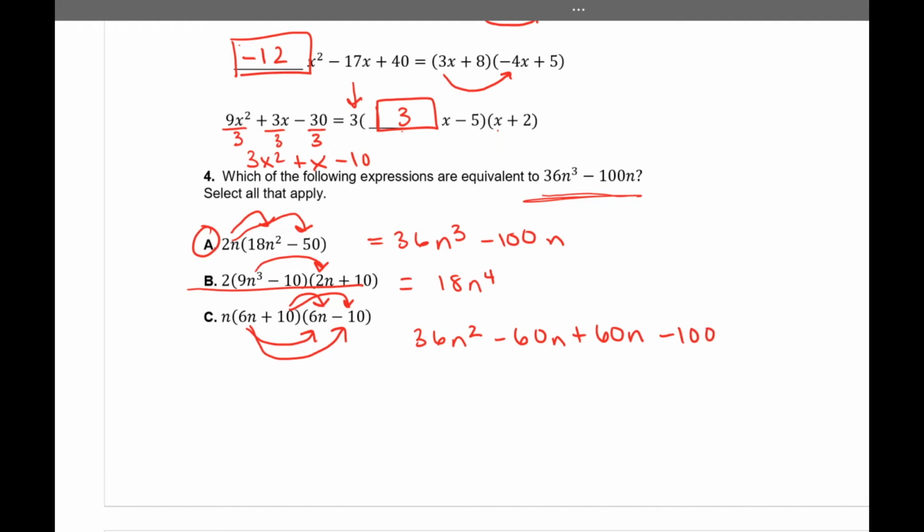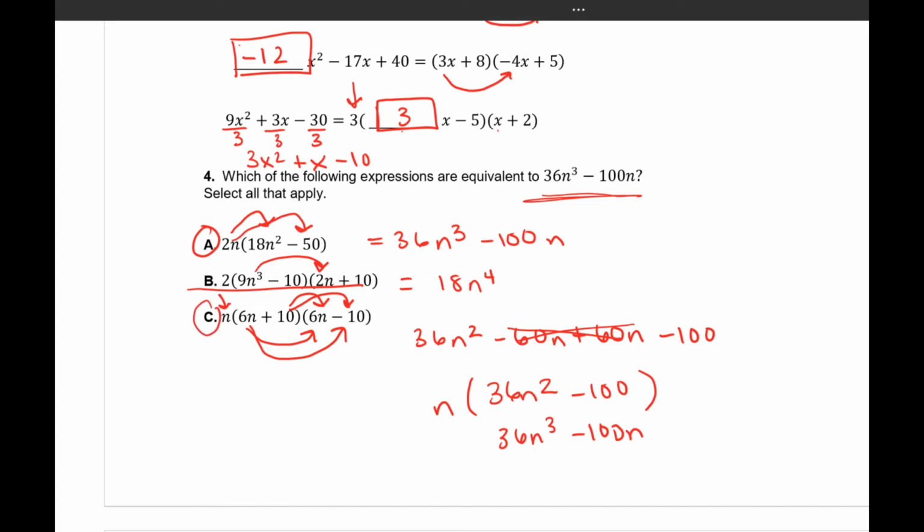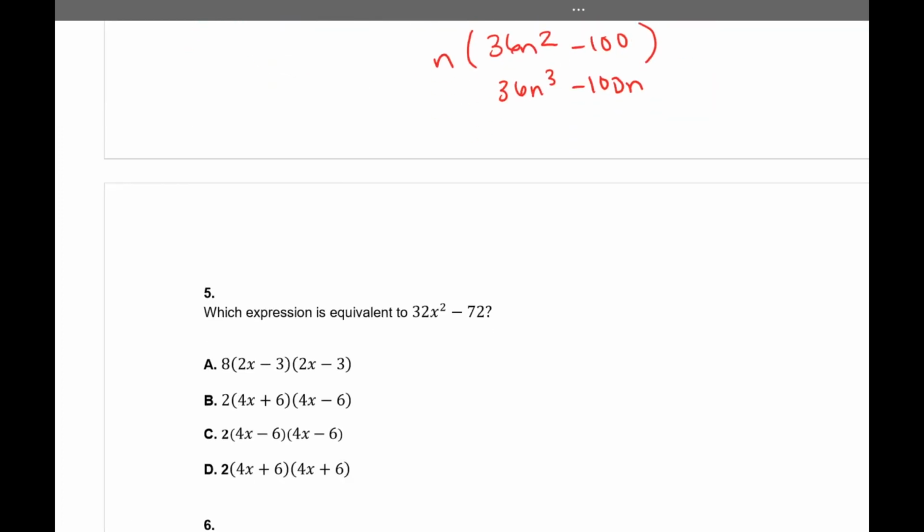Notice something. Your middle numbers are opposite. This is a positive 60, this is a negative 60. 60 minus 60 is 0. So this has now gone away. You are left with 36n squared minus 100. Do not forget the last part of this problem. There's an n here. So you're going to multiply this final answer by n. So n times 36n squared is 36n to the third power. n times 100 is negative 100n. Now, does that match our beginning? Yes.